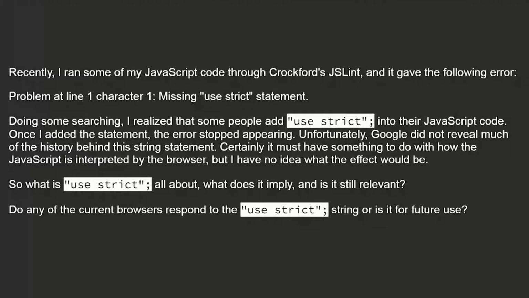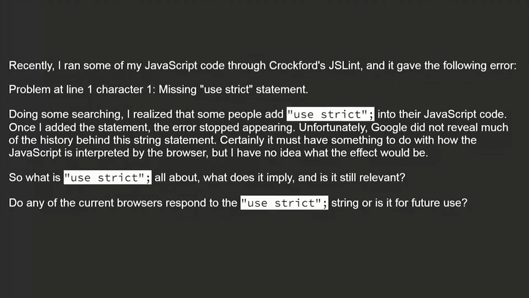Unfortunately, Google did not reveal much of the history behind this string statement. Certainly it must have something to do with how the JavaScript is interpreted by the browser, but I have no idea what the effect would be. So what is "use strict" all about? What does it imply? And is it still relevant? Do any of the current browsers respond to the "use strict" string, or is it for future use?